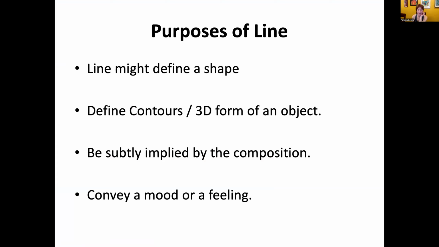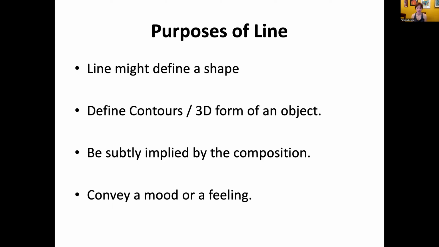It also can define contours or form. So form is a 3-dimensional object. And so if you need to define a 3-dimensional object on a 2-dimensional form, like a page or a screen for that matter, and you want it to look 3D, you can use line and how they curve and the contours of objects to suggest that 3-dimensionality.